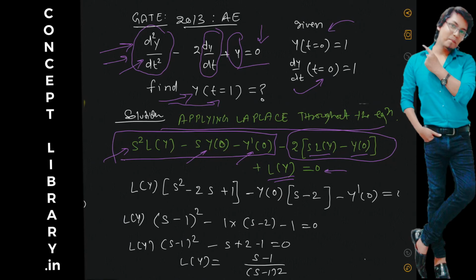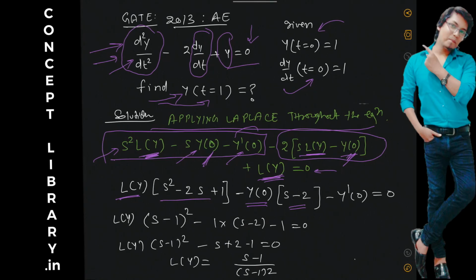Now what is remaining? Just take common. Ly is here and Ly is here and Ly is here, so take Ly common, we will be remaining with s square minus 2s plus 1. Then take y0 and y0 common, so I took y0 common, s minus 2 is there now. Then we are remaining with y dash 0. Okay, this is equal to 0.